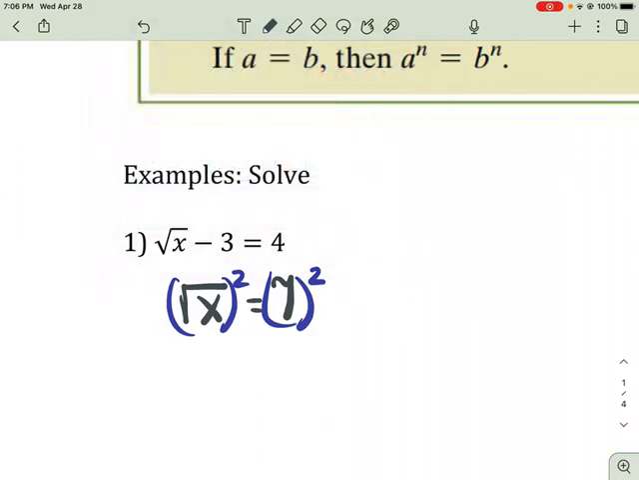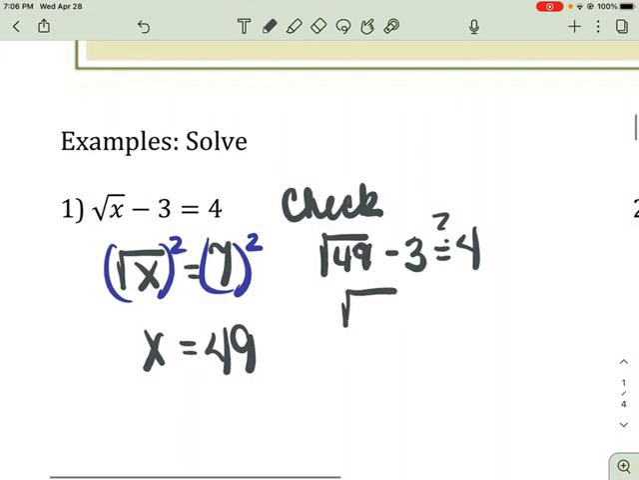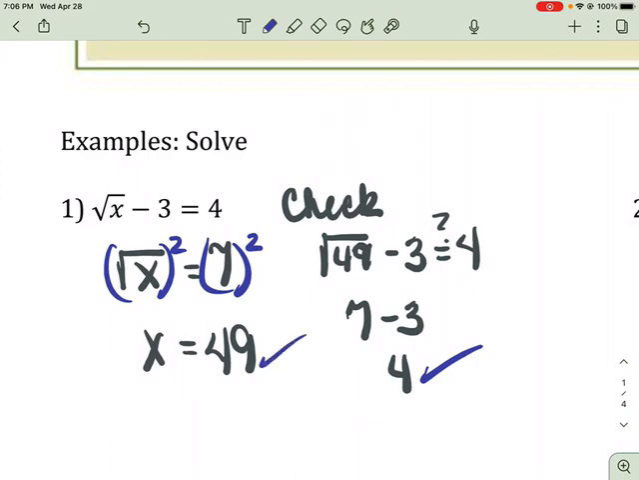Squaring a square root eliminates it. It's like division undoes multiplication, addition undoes subtraction, that kind of thing. So we're going to get x equals 49. Now, here's the thing, you should always check your answers, whether in your head or writing it out. So the square root of 49 minus 3, does that equal 4? Square root of 49 is 7. So is 7 minus 3 equal to 4? Yes, it is. We're good to go. That's our answer. Always check your answers.